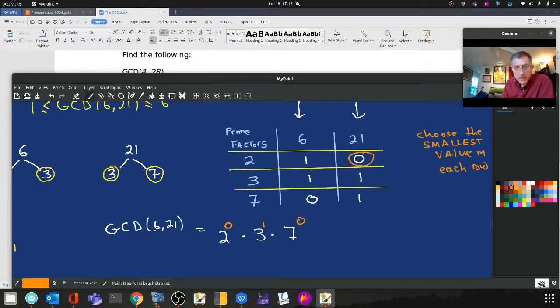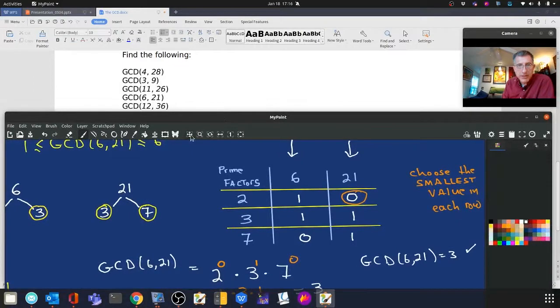So the greatest common factor of 6 and 21, well, 2 to the 0th is 1. 3 to the first power is 3. And 7 to the 0th power is 1. So that is equal to 1 times 3 times 1, which is just equal to 3. So the GCD of 6 and 21 is equal to 3. And we already knew that it was going to be less than or equal to 6 and greater than or equal to 1. And indeed, it's equal to 3.